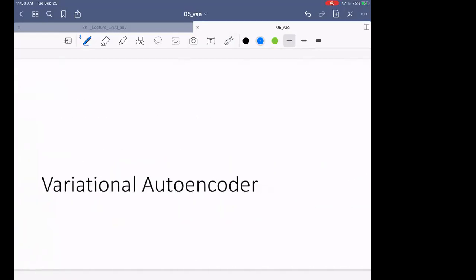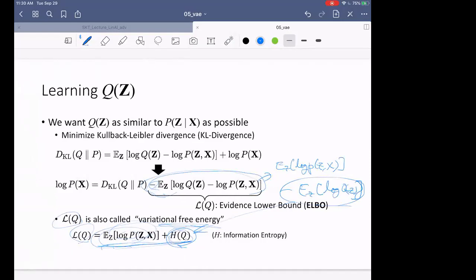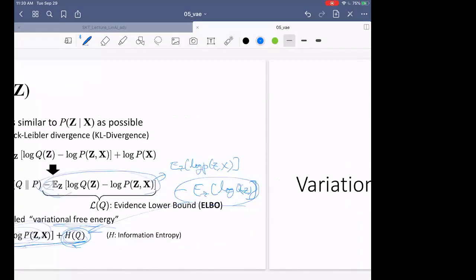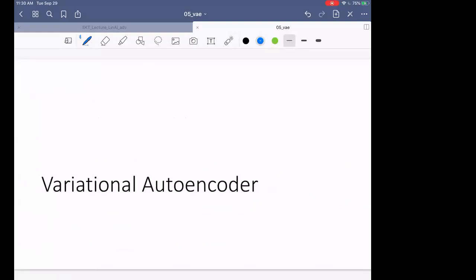All right, this ends the very simple theoretical background of variational inference, and we're going to use this to derive, or rather understand, the variational autoencoder: why there is the term variational in front of autoencoder.